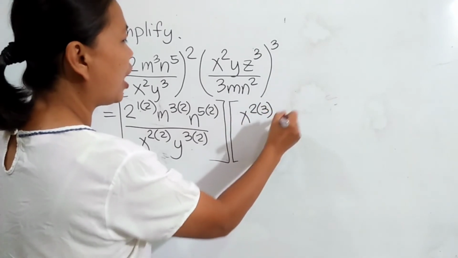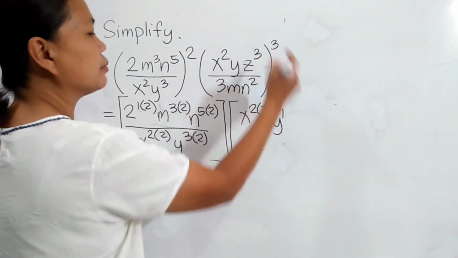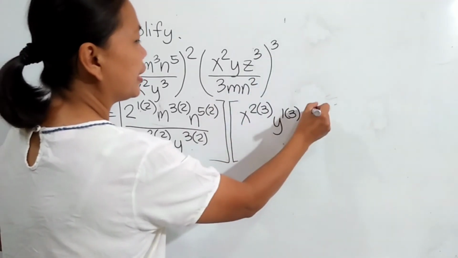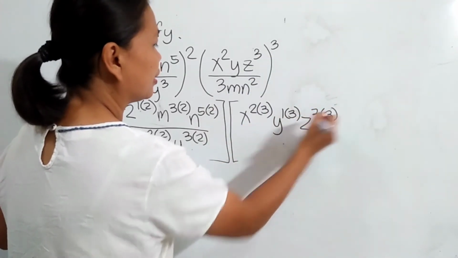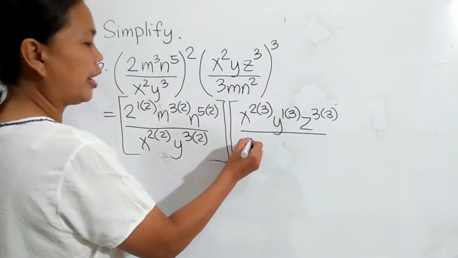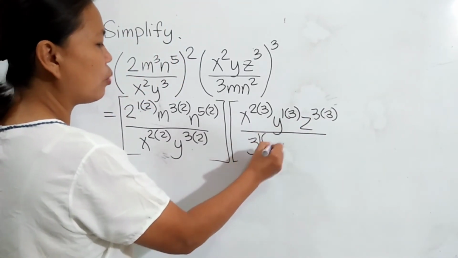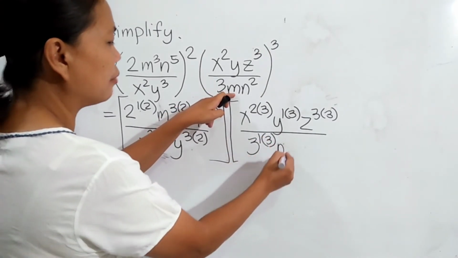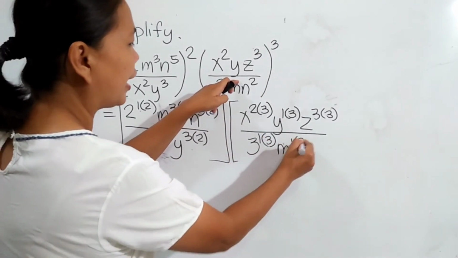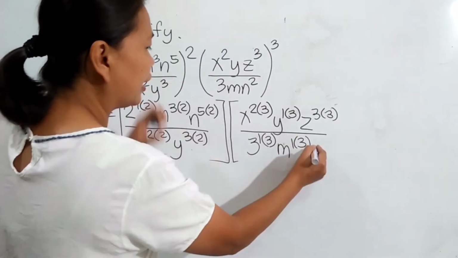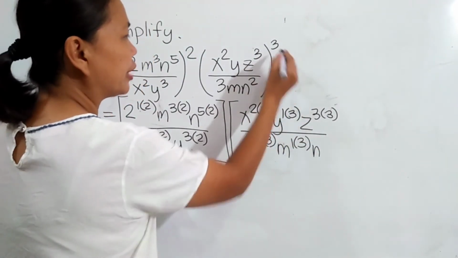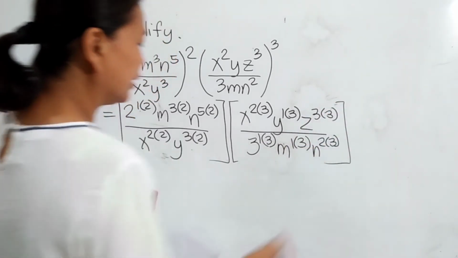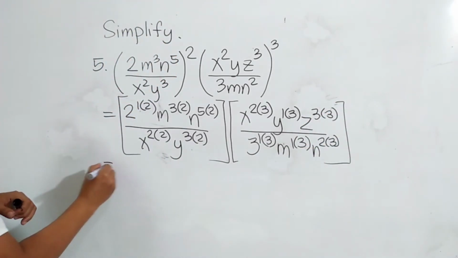Then we have here y raised to 1 times 3. Then z raised to 3 times 3. Over, we have here 3 raised to 1 times 3. Then we have here m raised to 1 times 3. Then n raised to 2 times 3. Then let us simplify.